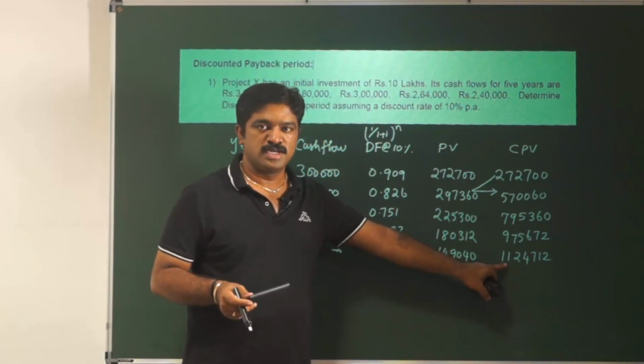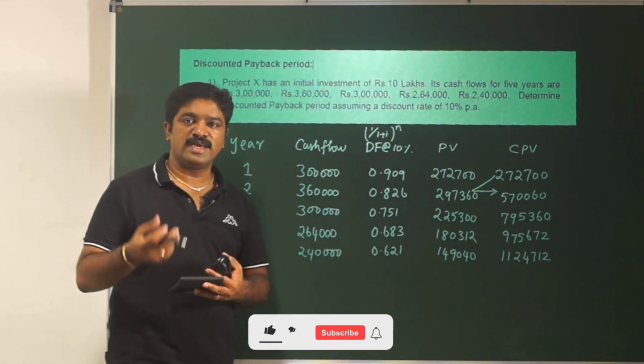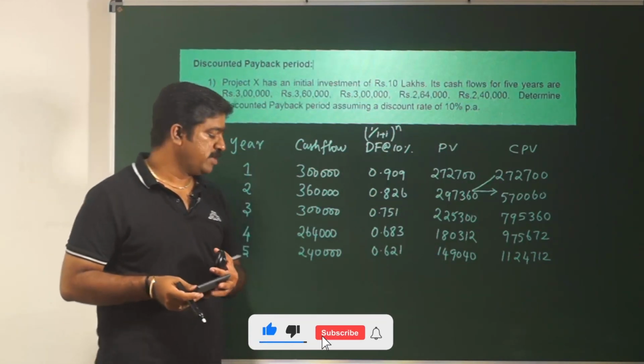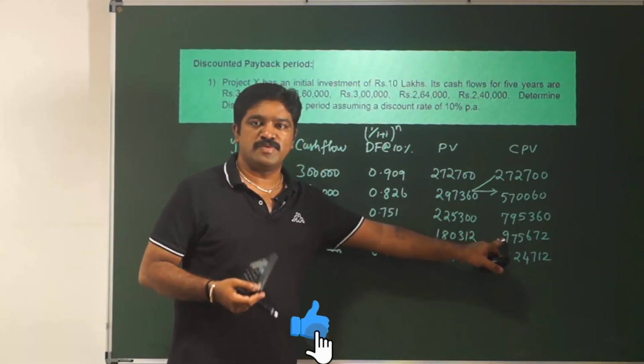It means you have crossed. It means between year 4 and 5, the payback is happening. Your entire amount is recovered between year 4 and 5. It means up to year 4 you have recovered 975,672. The balance is recovered between year 4 and 5.